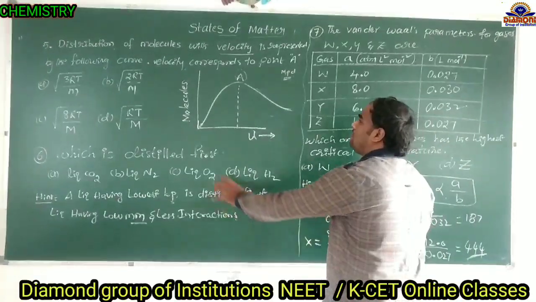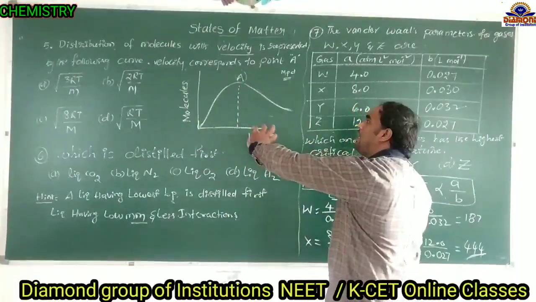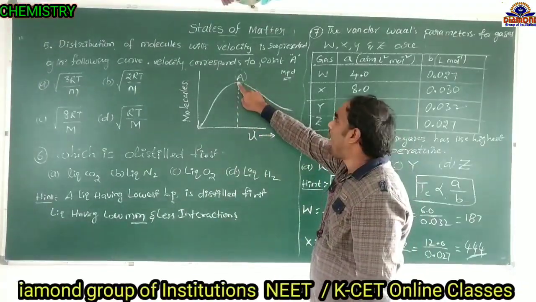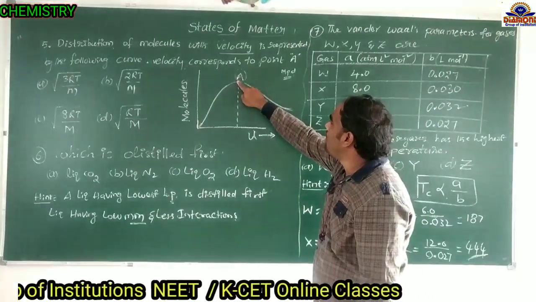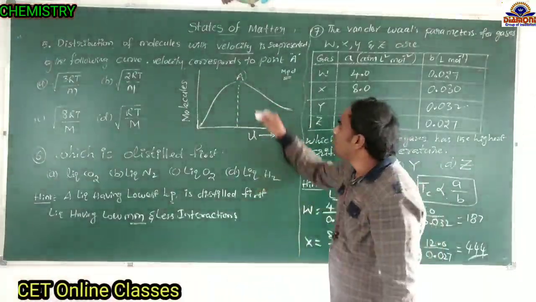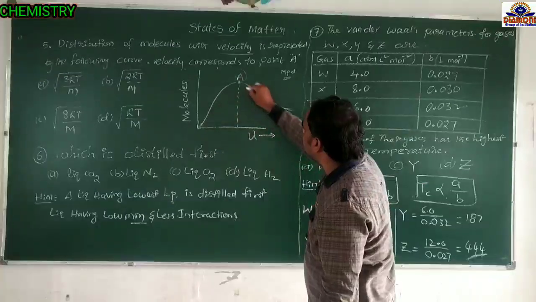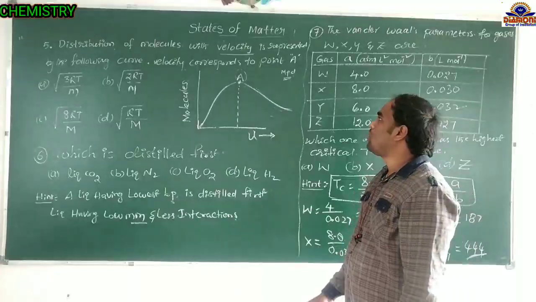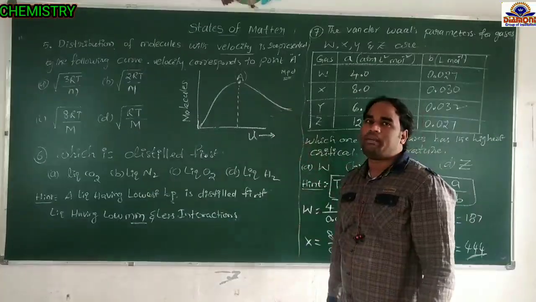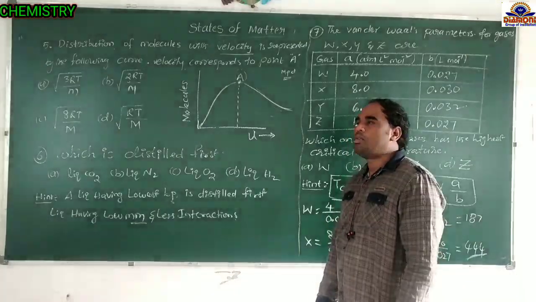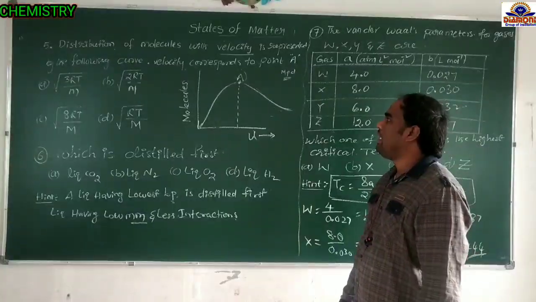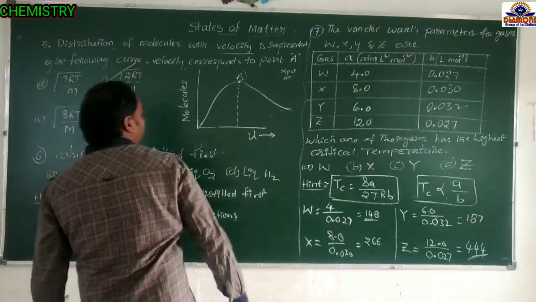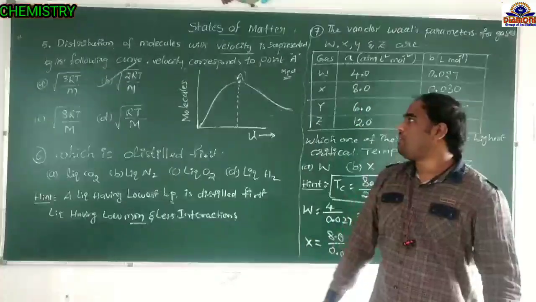Right. So here, once you observe this diagram, point A represents the most probable distribution of molecules. So at this point, it has the most probable distribution of molecules, therefore it is the most probable velocity. So that is B. Okay, right? So B is the most probable velocity.